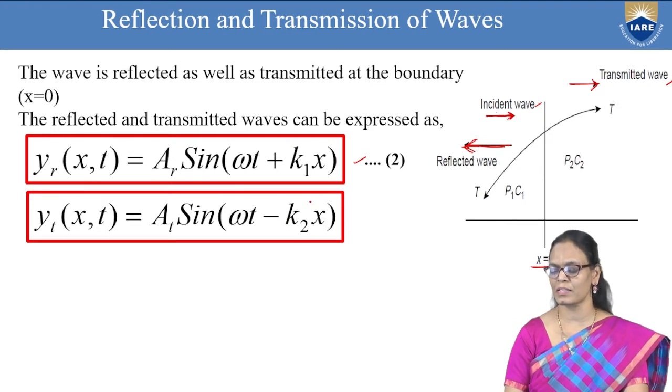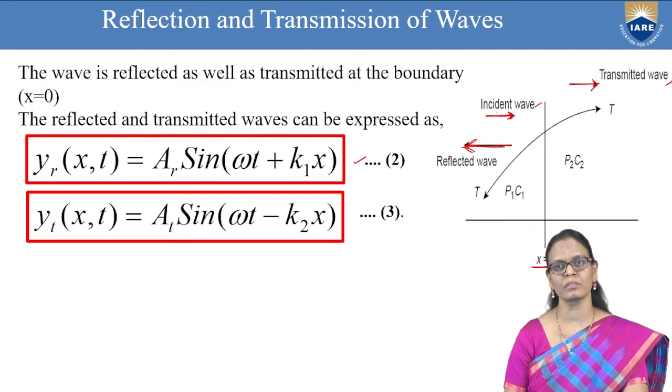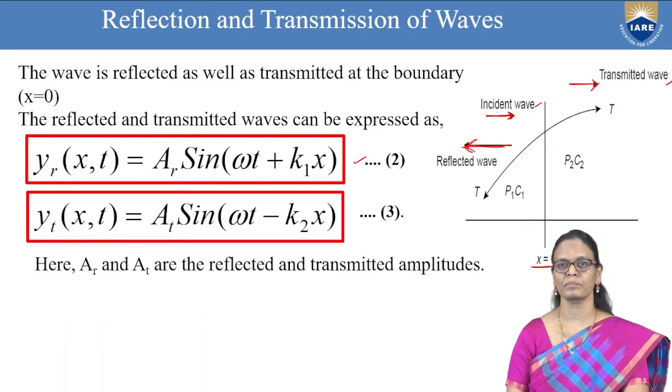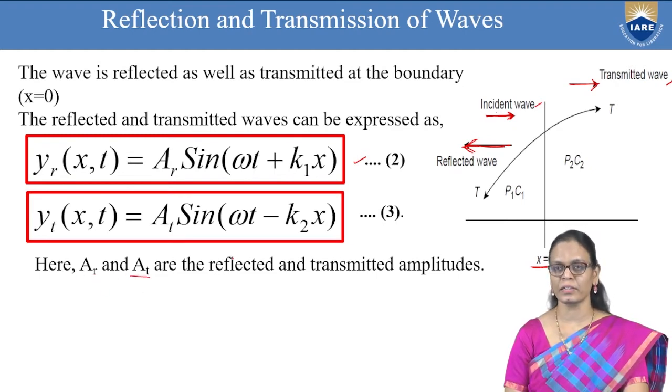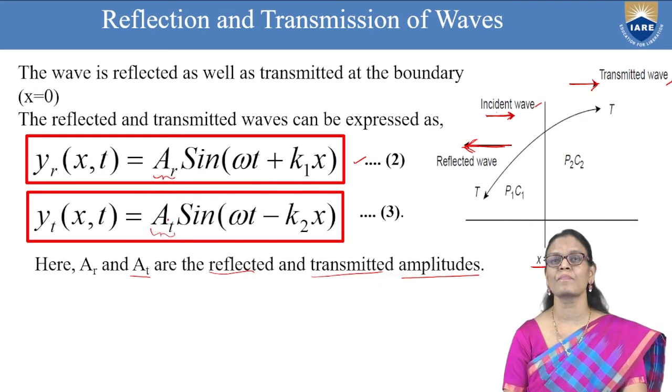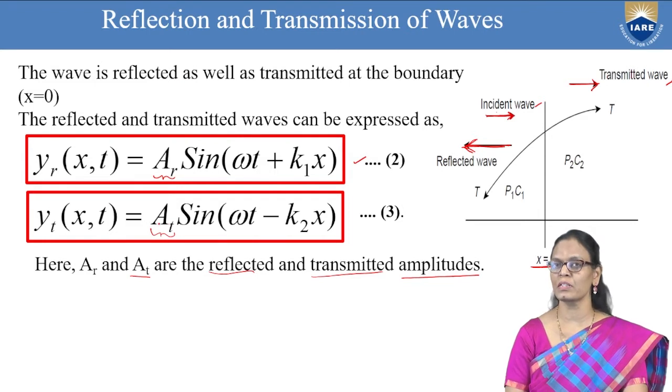K2, because it is going as a transmitted wave into maybe a different medium, so the wave vector may vary. So YT(x,t) is equal to AT sin(omega t minus k2x). Let us take this as equation 3. Now here AR and AT are the reflected and transmitted amplitudes. A always represents the amplitude, AR for the reflected wave and AT for the amplitude of the transmitted wave.